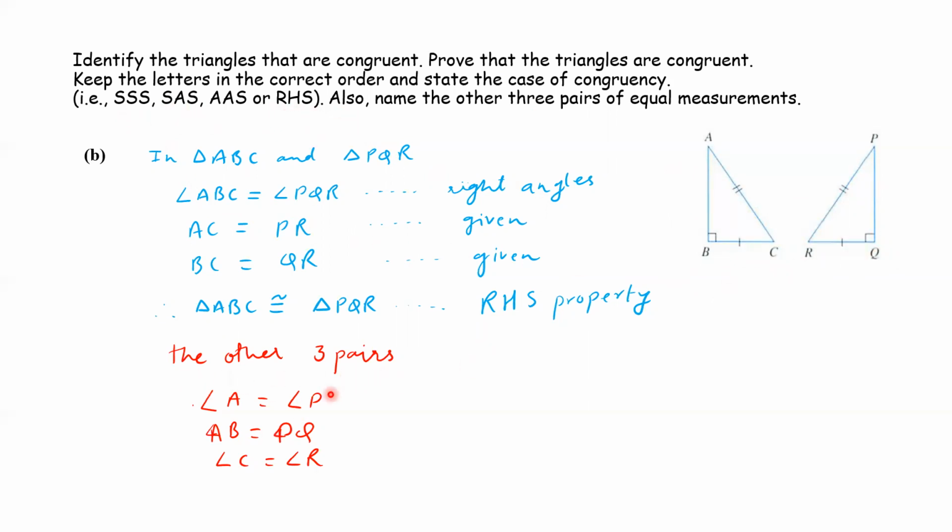And hence the other three congruent or equal measurements will be angle A equals angle P, angle C equals angle R, and then the other side, side AB is equal to side PQ. So that's your AB and PQ. Okay, so let's see the next one now.